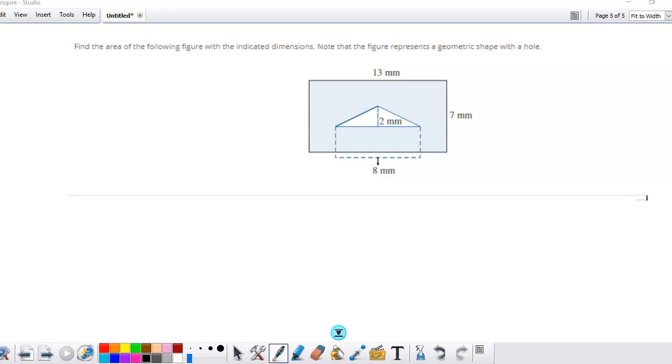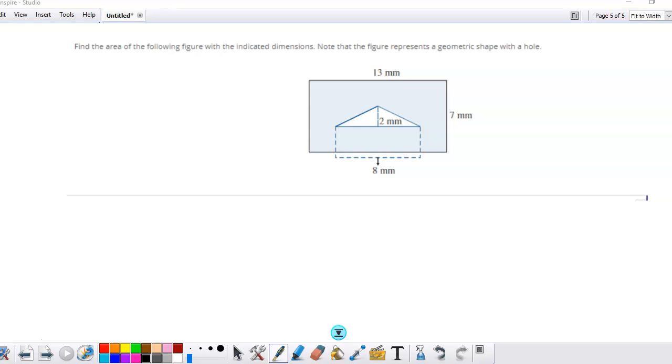Finding area of a compound shape. Find the area of the following figure with the indicated dimensions. Note that the figure represents a geometric shape with a hole in it. So that triangle is a hole that's been cut into the rectangle and taken out.